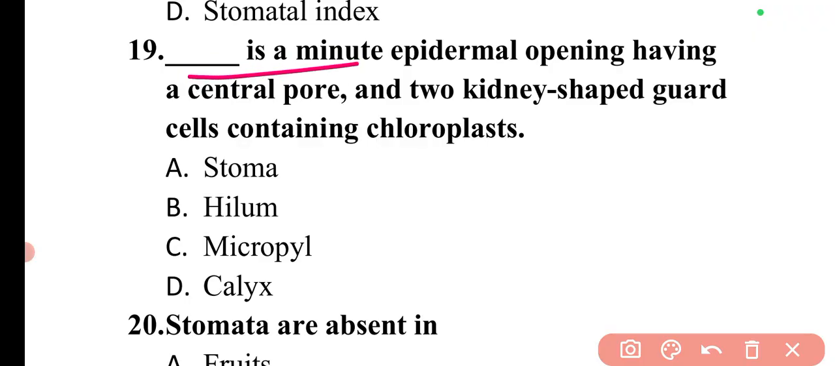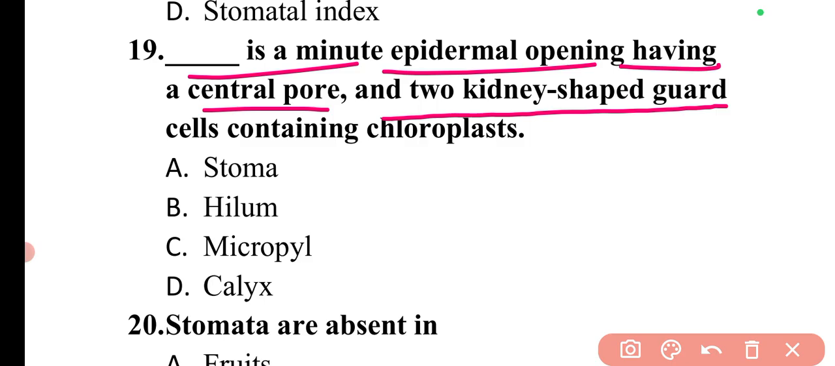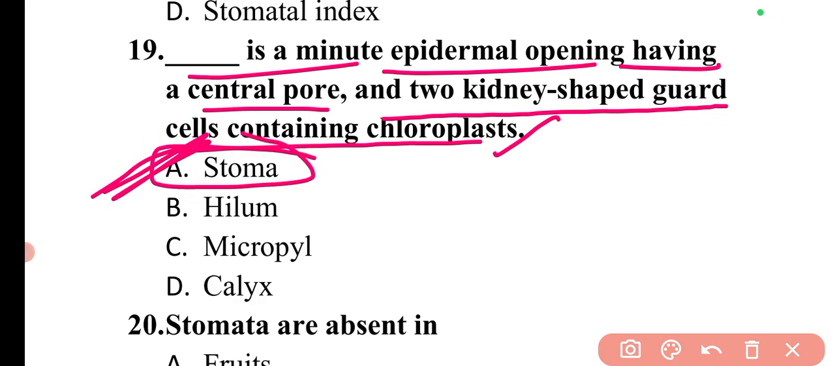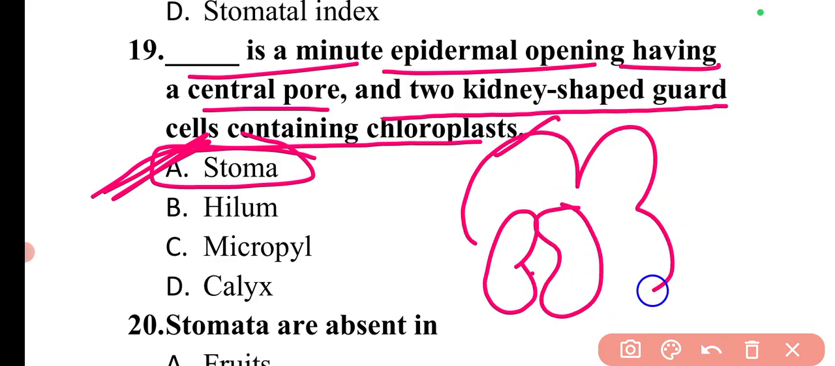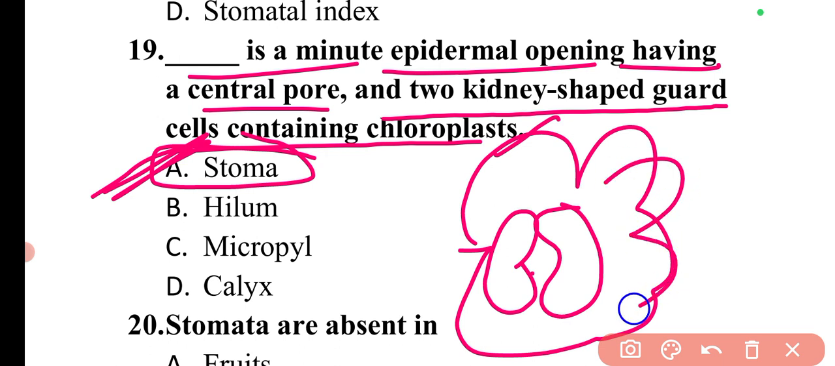Next question is, dash is a minute epidermal opening having a central pore and two kidney shaped guard cells containing chloroplast. So these are the stoma or stomata. Basically there are two guard cells and multiple or a fixed number of subsidiary cells arranged in this way, and in plants these are the epidermal openings basically for respiration and transportation work.